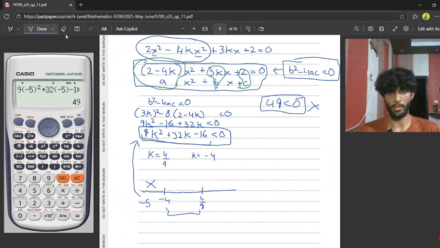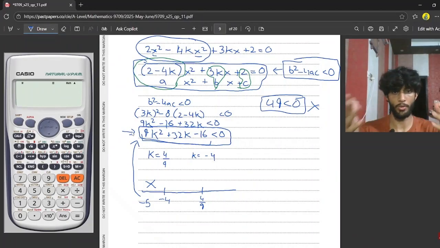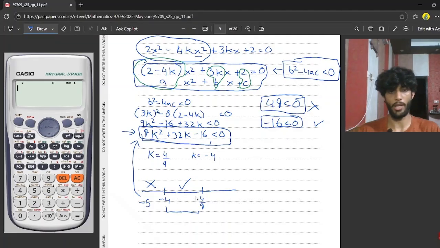Now we check this middle section. From negative 4 to 4 by 9, we are going to pick a value between negative 4 and 4 by 9. The simplest value is 0. If you put 0 into this equation, 9k squared is going to be 9 times 0 squared. That's going to be 0. Plus 32 times k. K is 0 because we chose that value. So it's going to be 0. And we're going to be left with negative 16. So is negative 16 less than 0? Clearly it is. So this section has checked out. The section between negative 4 and positive 4 by 9 has checked out.